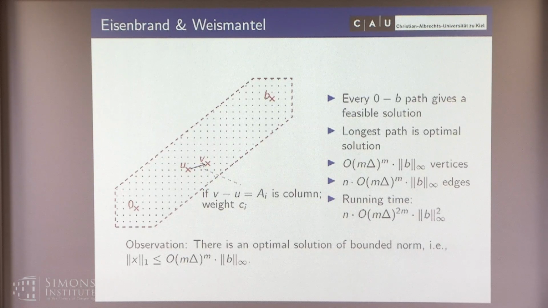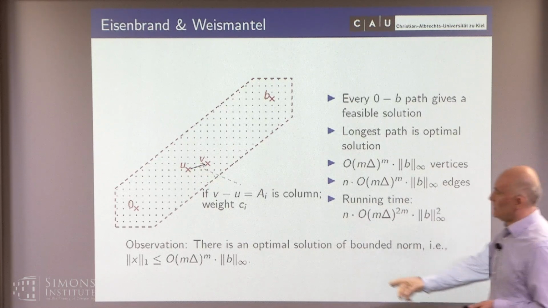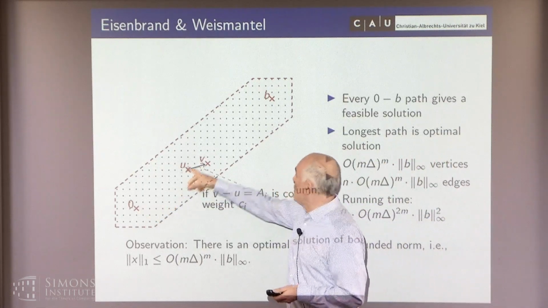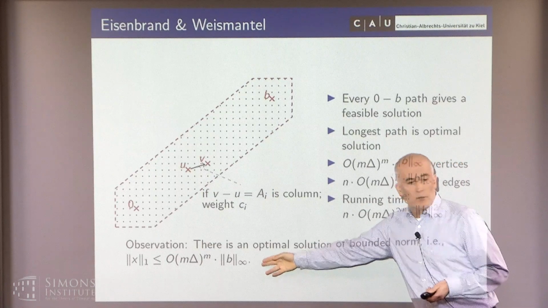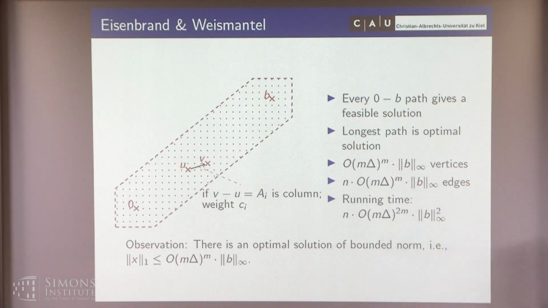You can also see that there is an optimum solution where the norm is bounded, because you don't have more than the number of vertices in your path. And that means the one norm is bounded by this term. And this is also used later.